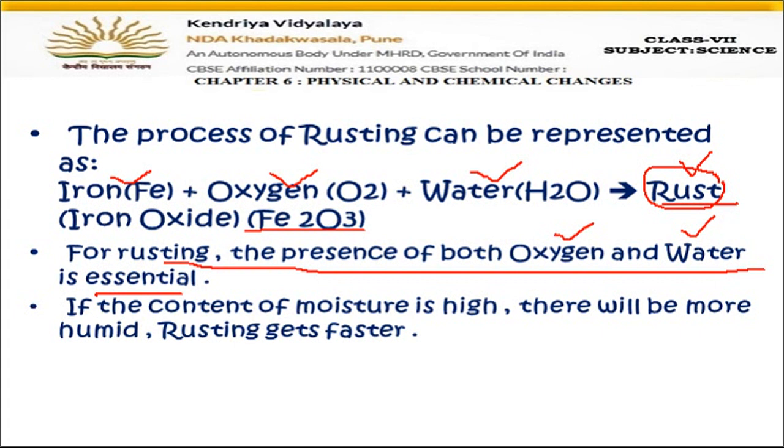Now, if the content of moisture is high and it is more humid, rusting gets faster. What is humid? Humid means when air has more water, like in the rainy season, children, air contains more water droplets, right? So that is called humidity, humid condition. So if it is more humid, meaning more moisture and more water droplets are present in the air, then will rusting be faster or not?